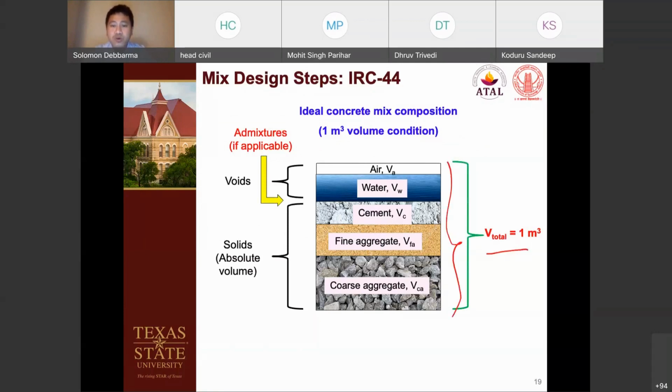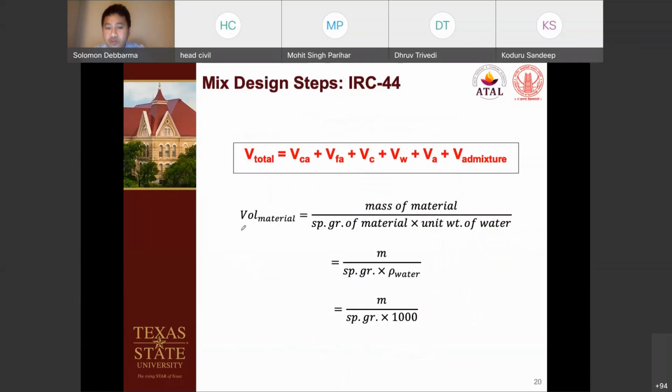So the total volume of the concrete mix can be determined by this equation. The total volume is nothing but the summation of the individual volumes of all the ingredients, let's say coarse aggregate, fine aggregate, cement, water, and air. And as we know, the volume of each ingredient is simply the mass of material divided by the specific gravity of that material times the unit weight of water, which is taken as 1000 kg per meter cube. If we use these equations, we can determine the individual volume of each ingredient, and all the volumes should account to 1 meter cube.